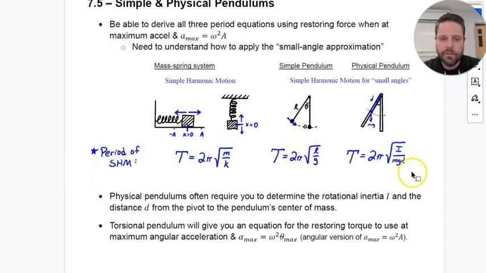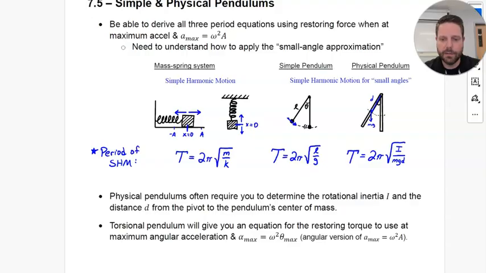So now that we've derived all three of these, we can take a look at this, which is noting that the physical pendulums often require you to determine rotational inertia I and distance d from the pivot to the pendulum center of mass. That's going to be an important thing to recognize as you do some of these problems. That usually is where people get stuck, not so much that it's a physical pendulum. A torsional pendulum is also something that can be on the AP exam, and that's going to be a way for them to give you a function for the restoring torque and have you apply the same logic that you would to a physical pendulum, but with a different restoring torque than the one we had here, mgd sine theta.